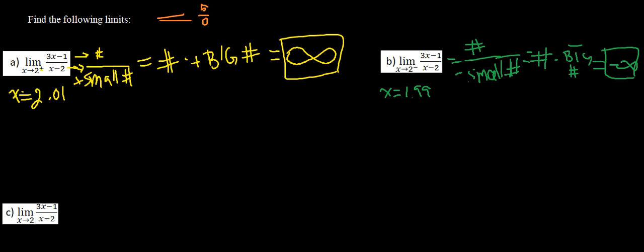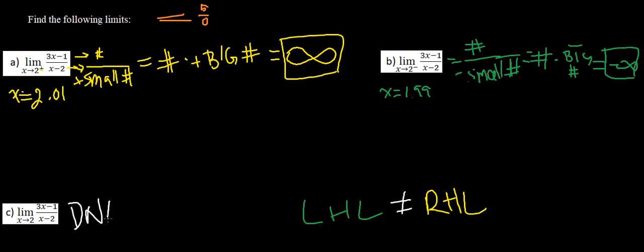And so if we make a conclusion about the limit as x approaches 2 as a whole, we can say that the left-hand limit does not equal the right-hand limit, and so therefore the limit does not exist.